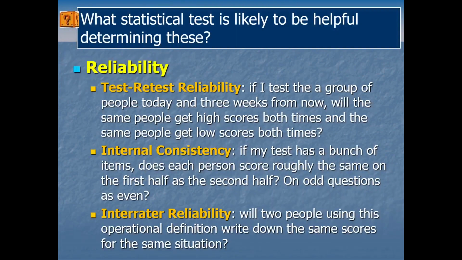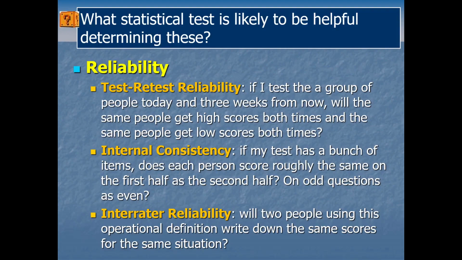Now, just thinking about basic statistics, which common statistical test is likely to help you determine these? Pause and see if you can think of it first. In all these cases, we're basically asking about correlation. A simple Pearson correlation, an r value, could give us some info on whether our participants' earlier scores match their later scores.